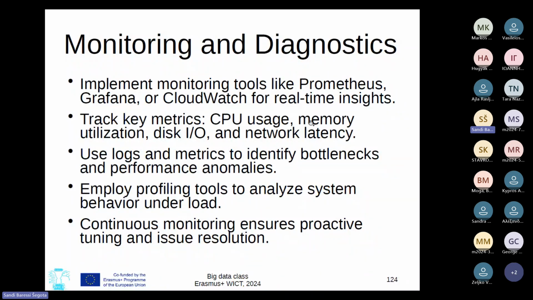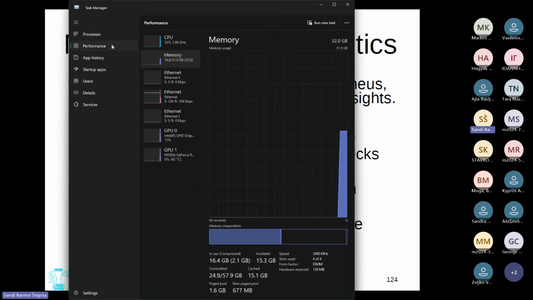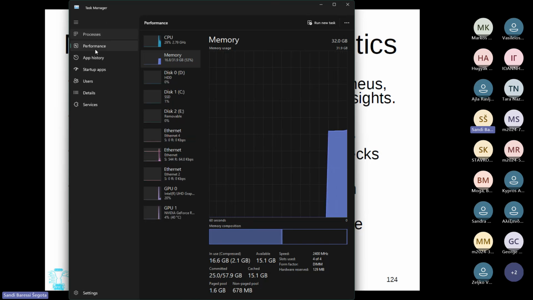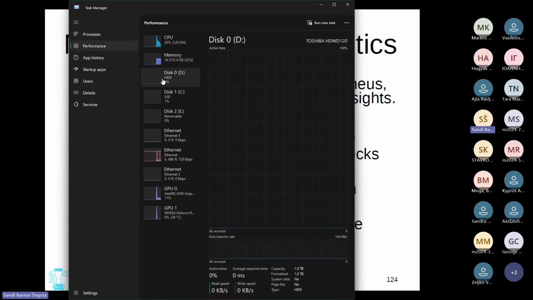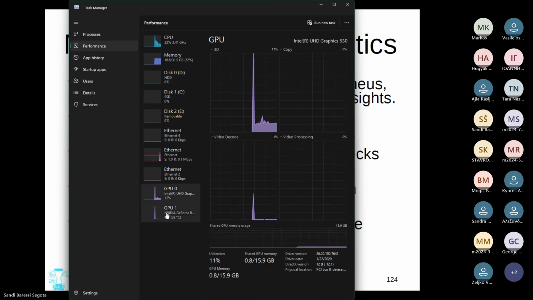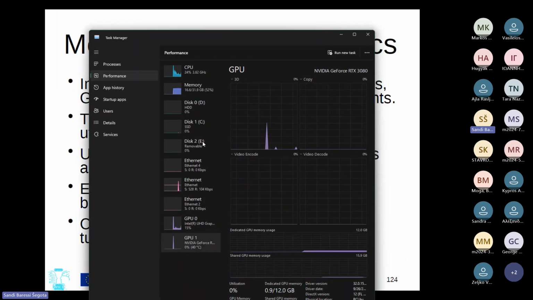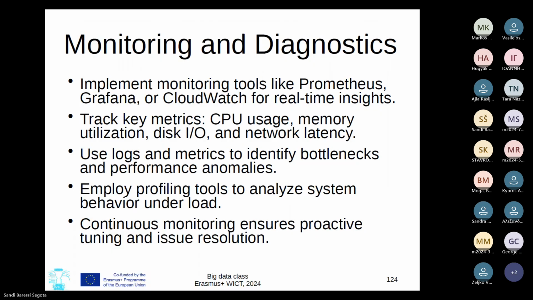You want to monitor these on any computer, like CPU usage on your computer. I'm assuming most of you are on Windows. Control Shift Escape opens your Task Manager, and then you can check your current CPU, disk drive, Ethernet, even your GPUs, and what the usage is. You want to monitor this, especially when you're running something, to make sure you aren't running into any sort of problems, and you can use that to identify any bottlenecks.